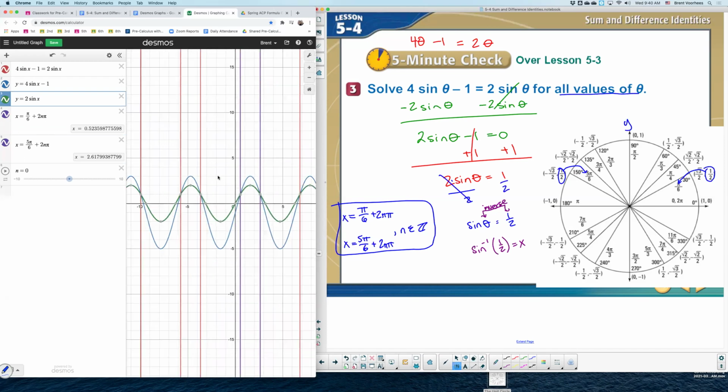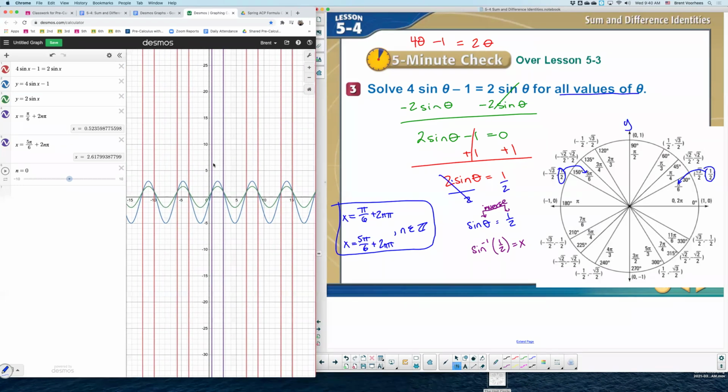This 2 n pi will give us all coterminals. So if I change n to 1, this purple should jump from these two solutions to these next two solutions. Let's check it. So you can see, yep. And then the n is 2. Yep, that shows you each periodic solution set, if you will. So we did do that correctly.